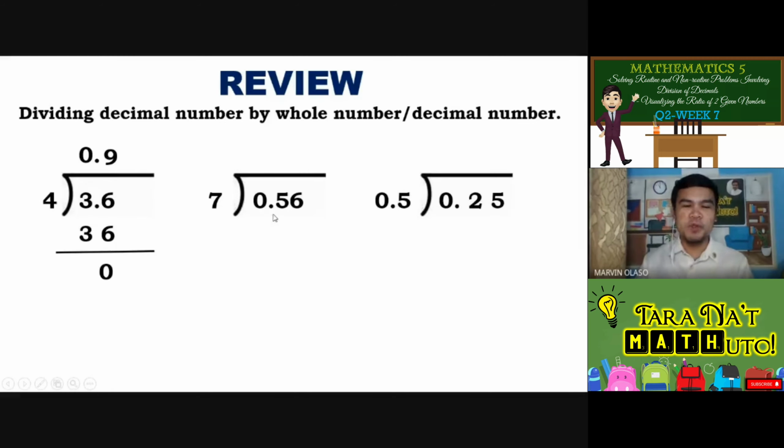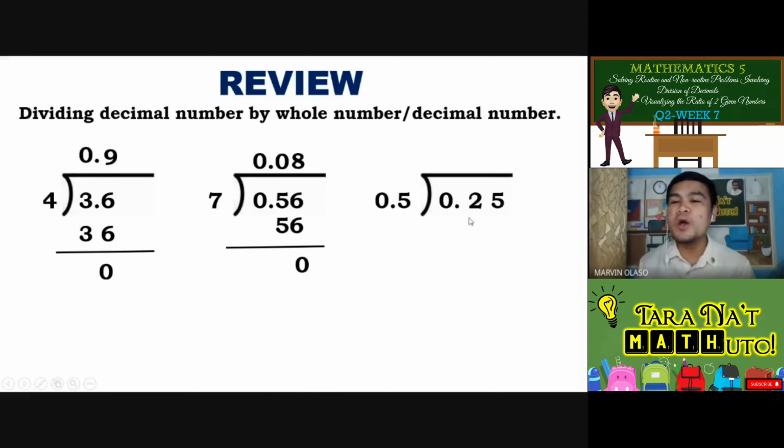Let's have the second one. 56 hundredths divided by 7. Okay, 0. So let's just copy 0 and the decimal point. 5 divided by 7, still 0. Then let's have 6 now. 56 divided by 7, the answer is 8. 8 times 7 is 56, a remainder of 0. Therefore, 56 hundredths divided by 7 is 8 hundredths.